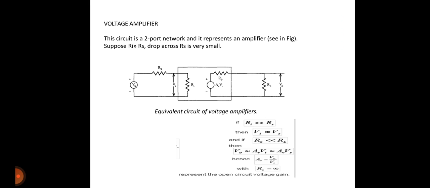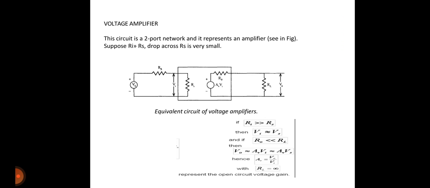At the input side, when Ri is very much greater than Rs, Rs will act as a short, therefore Vi will be equal to Vs. In the same way, if RL is very much greater than R0, then V0 will be equal to AV into Vi. Substituting Vi equal to Vs from the input side, V0 will be equal to AV into Vs.